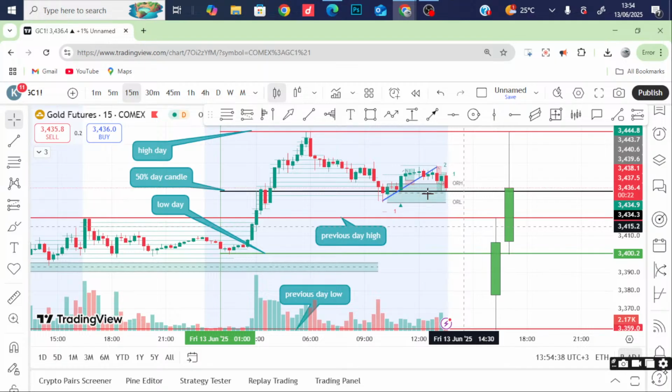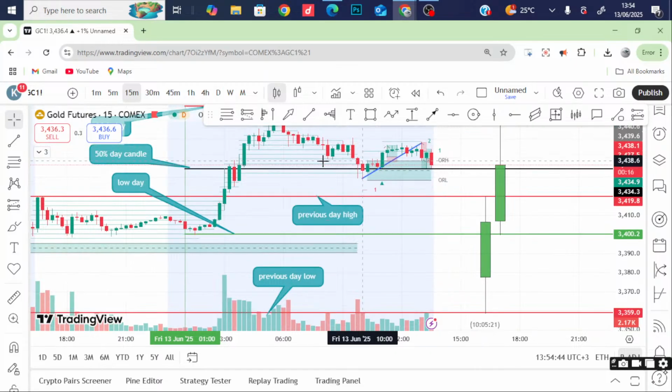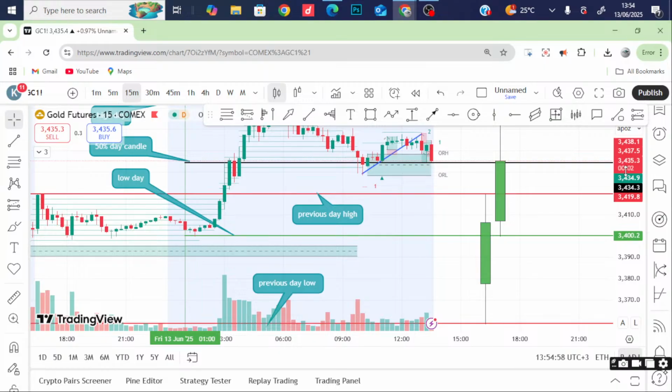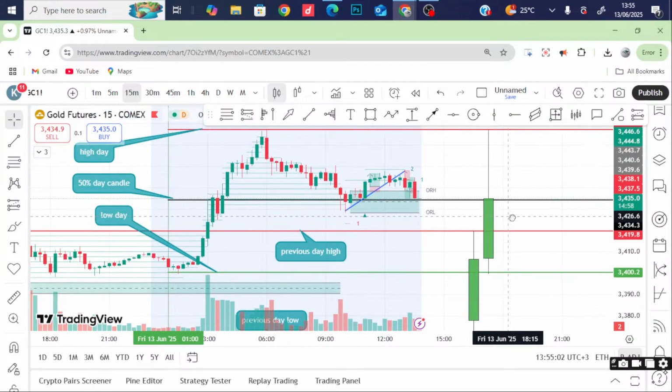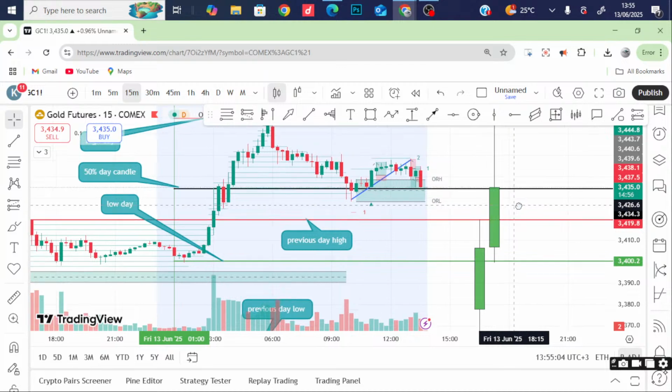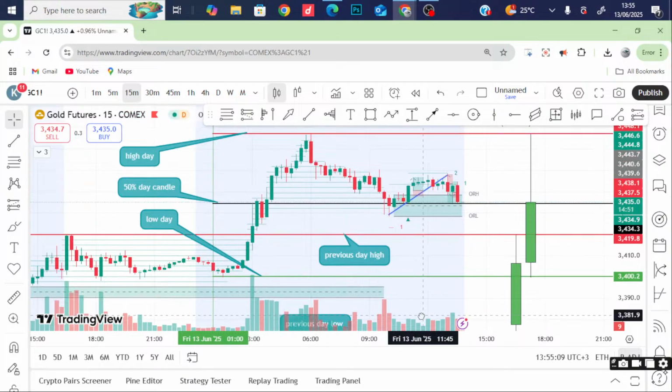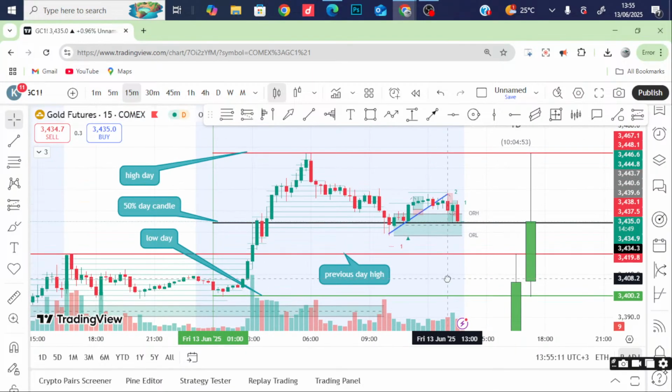So we mark the high and the low, and also we mark the midpoint of the daily candle day. That's one key area that we do. So by marking out the key area, we mark out the high and the low.